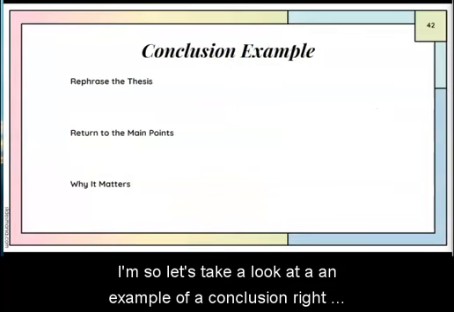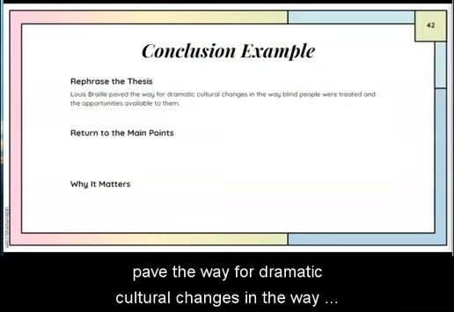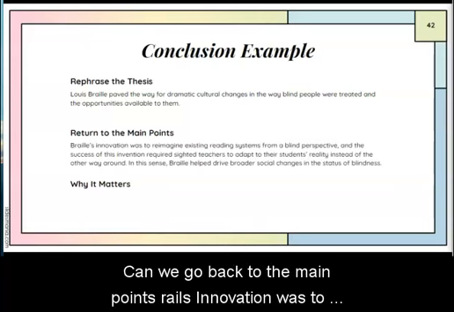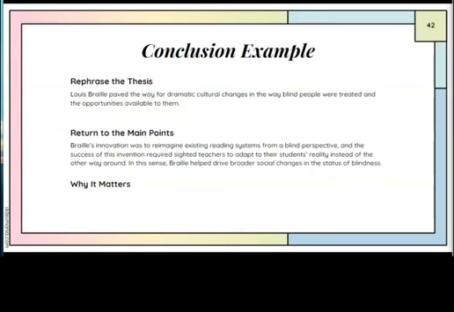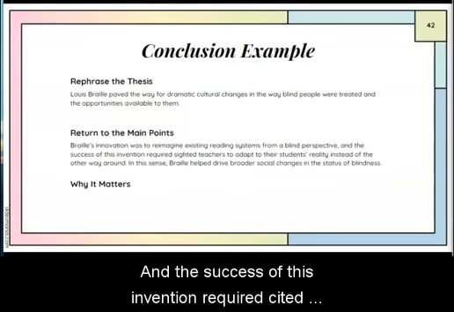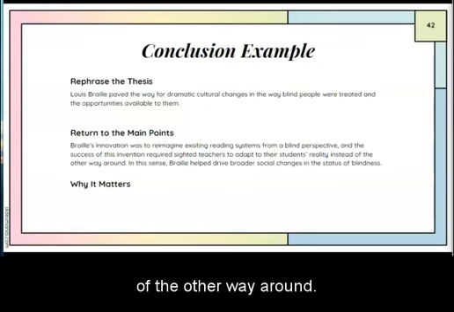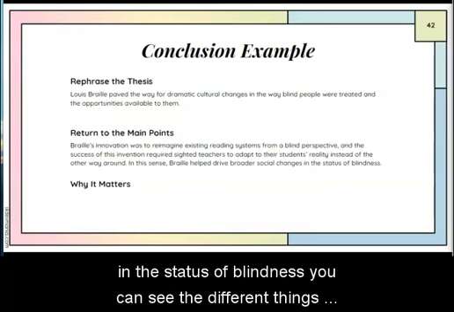So let's take a look at an example of a conclusion, all right? So it starts with rephrasing the thesis, like Louis Braille paved the way for dramatic cultural changes in the way blind people were treated and the opportunities available to them. Then we go back to the main points. Braille's innovation was to reimagine existing reading systems from a blind perspective, and the success of this invention required sighted teachers to adapt to their students' reality instead of the other way around. In this sense, Braille helped drive broader social change in the status of blindness.